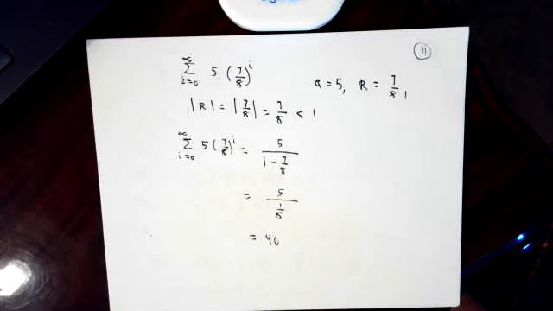Another example, the sum from i equals 0 to infinity of 5 multiplied by the ith power of 7/8. Obviously, A is 5 and R is 7/8. The absolute value of R is less than 1, so I automatically know this series converges. And the thing it converges to is A over 1 minus R, which, if you do just a little bit of arithmetic, turns out to be 40.